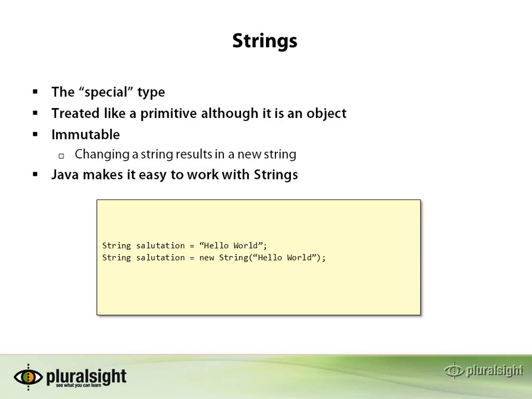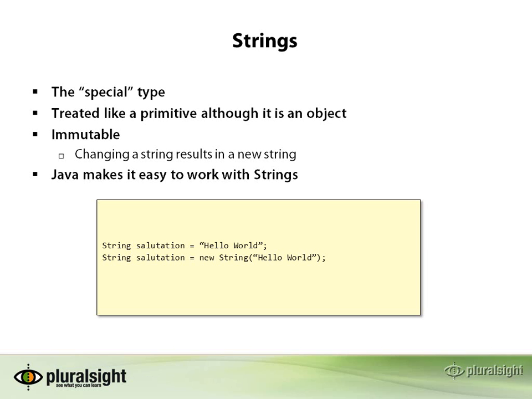So let's talk a little bit about the special type in Java, which is a string. A string is a special type because it is treated like a primitive, even though it is actually an object. And it's really not important as far as how that works. What this really means is that you can use this anywhere that you can use a primitive type. It acts like a primitive type. It can be just assigned without using the new syntax, which we'll cover a little bit later when we get into classes.